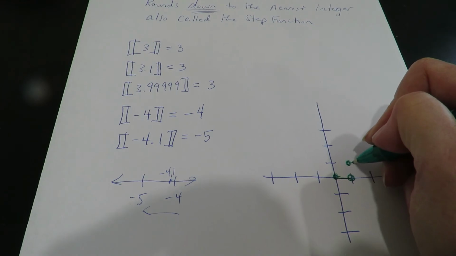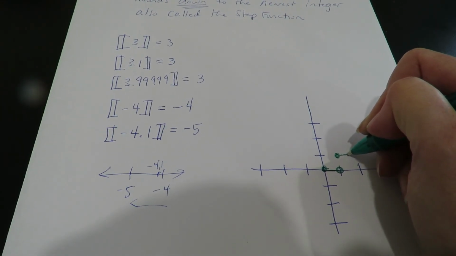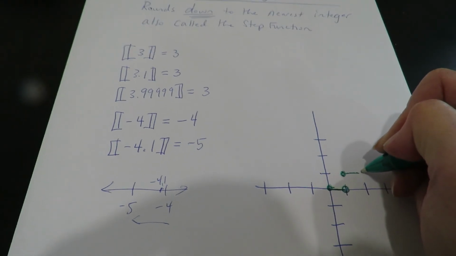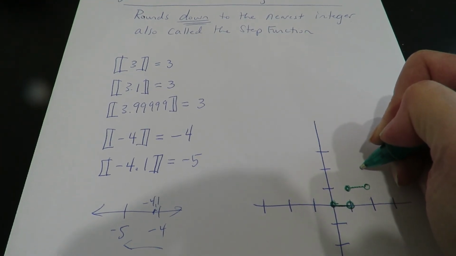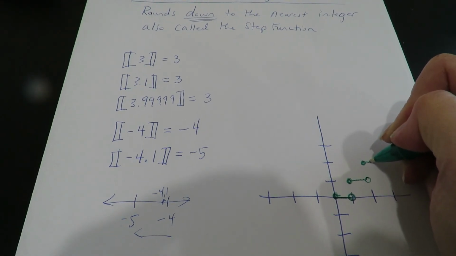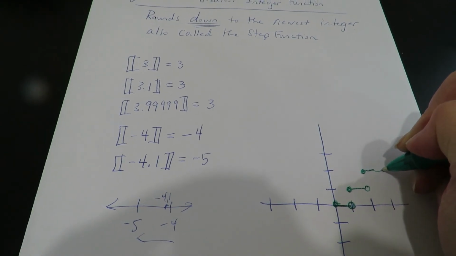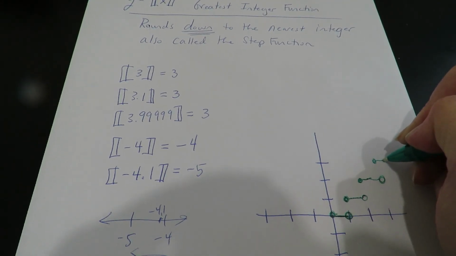If I put in 1.2, it outputs a 1. If I put in 1.5, it outputs a 1. If I put in 1.9, it outputs a 1. It's not until my x value goes to a 2 that it jumps to a 2. If I put in a 2.1, the output's a 2. If I put in a 2.5, the output's a 2, and so on, up until I get to 3, and then it makes the jump again.